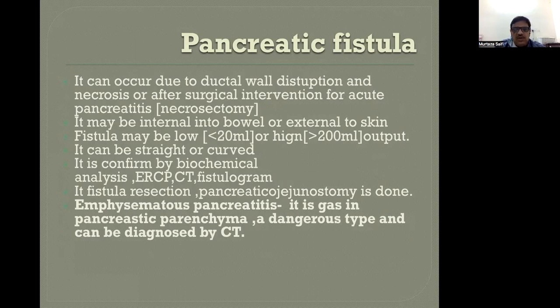Emphysematous pancreatitis is gas in the pancreatic parenchyma, a dangerous type, and can be diagnosed by CT.